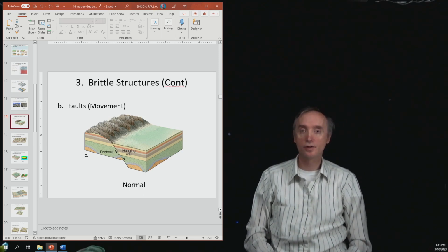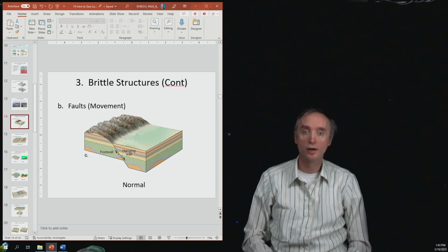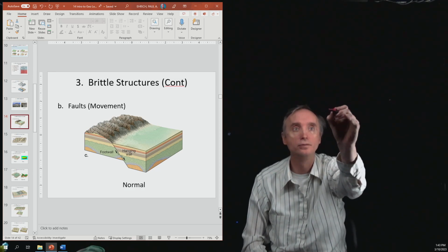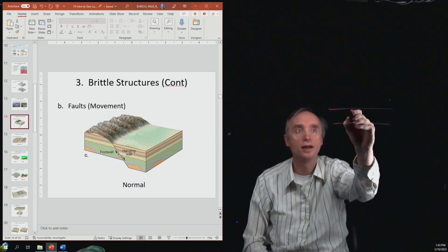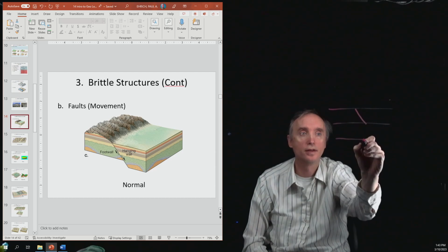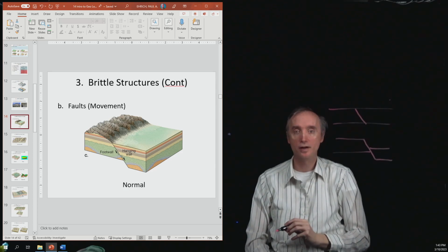Okay, I'm back, and so we have been talking about rocks that break. In our previous segment, we talked about a joint in which there was no movement, and now we want to talk about a brittle structure in which there is movement, and that's going to be called a fault. There are many different types of faults, and the first one we want to discuss is a normal fault, in which the original structure was like this, and then there was some kind of a break in it, and then this piece slid down relative to the other piece.